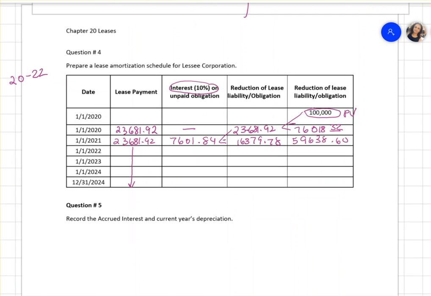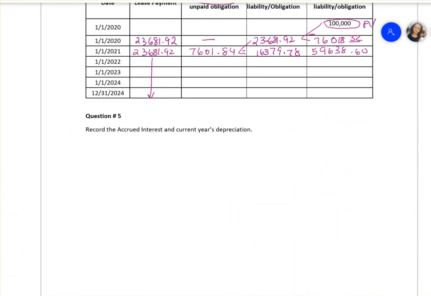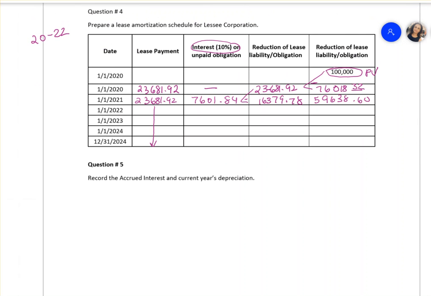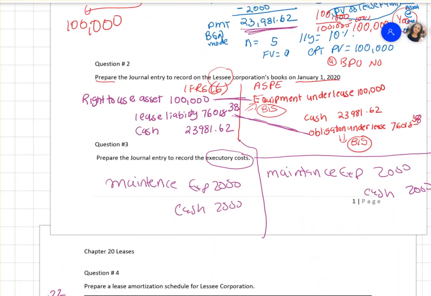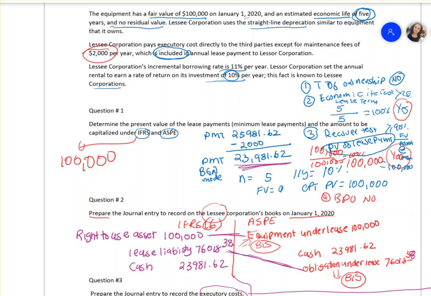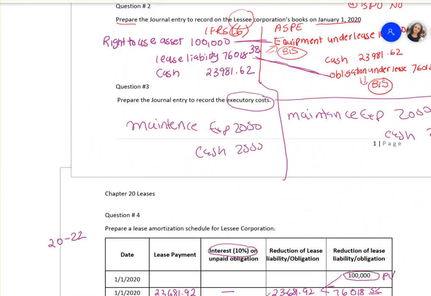Now I wanted to show you all how to record accrued interest and depreciation. If we recorded the lease as a capital lease, that means we booked an asset on our balance sheet. If you have an asset, you have to depreciate that asset. In this case, if you go up to the top, the company is using straight line amortization to record their equipment.